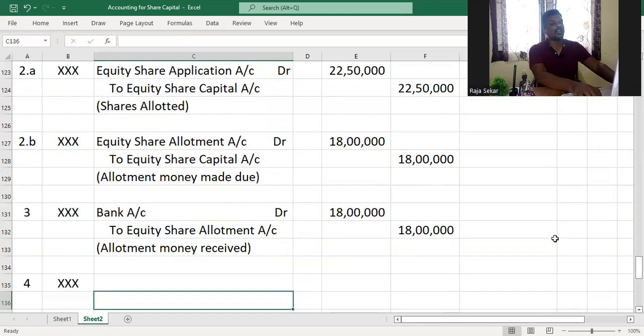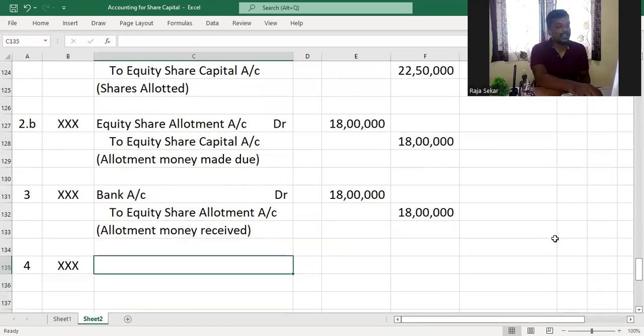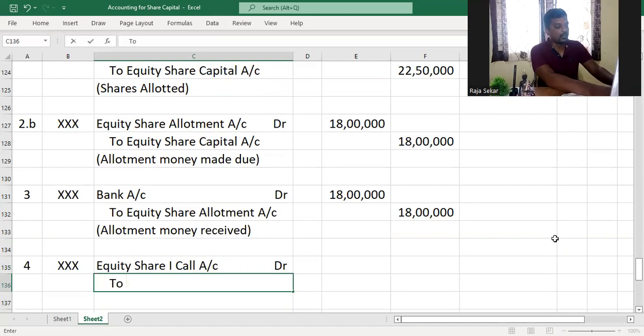Understood? So, allotment money received. Once we have made the allotment money due and received it, the next thing to do would be to make the first call due. So when it's time for that to happen, equity share first call account debit. Again, the logic for the journal entry has already been explained. I'm not going to say that again. Equity share capital account.